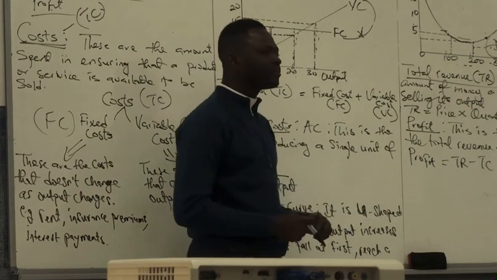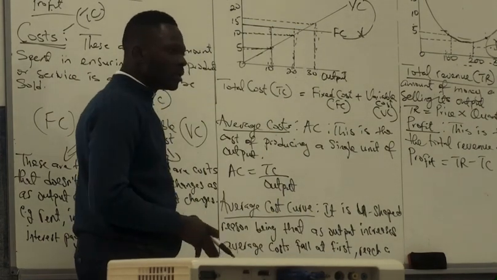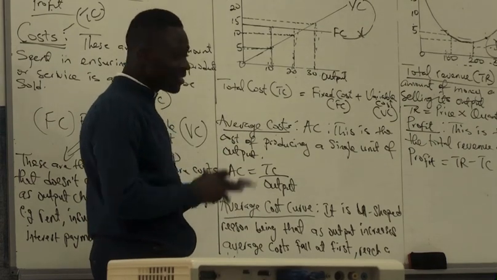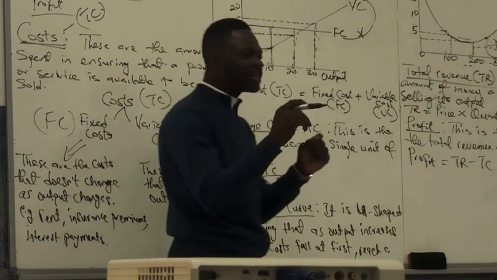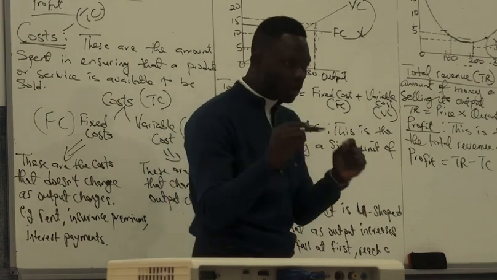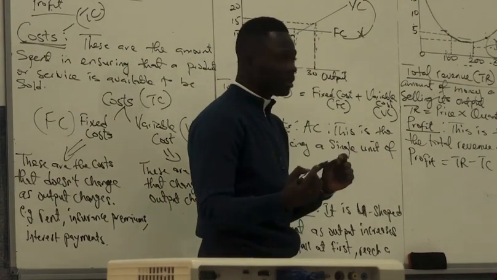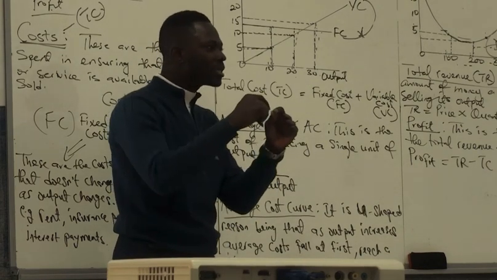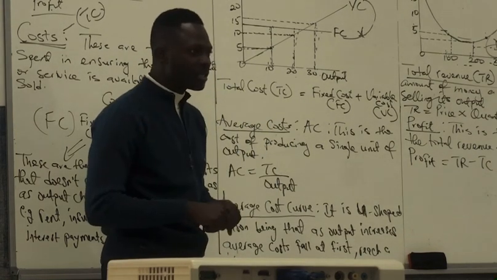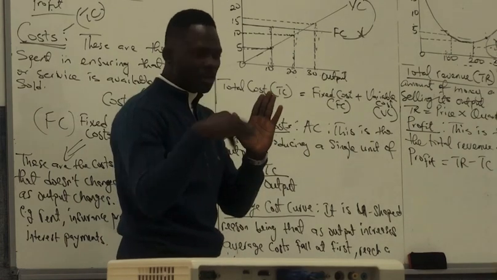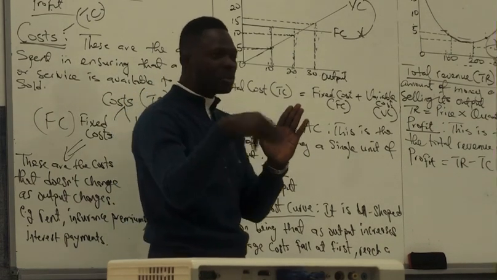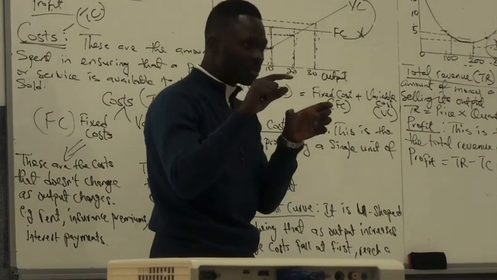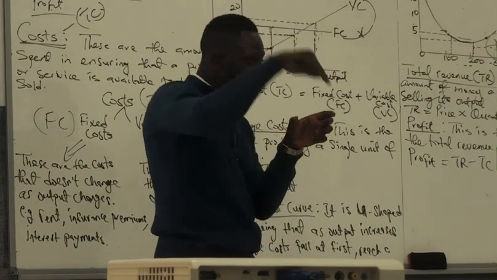Before you continue, is the average cost curve always a U-shape? Yeah, the curve is U-shaped. Because as soon as you increase your output, your average cost should fall. Why? Because most of the time, your variable cost makes up more of your total cost. Your fixed cost is there, but your variable cost will continue to rise because your output is rising.